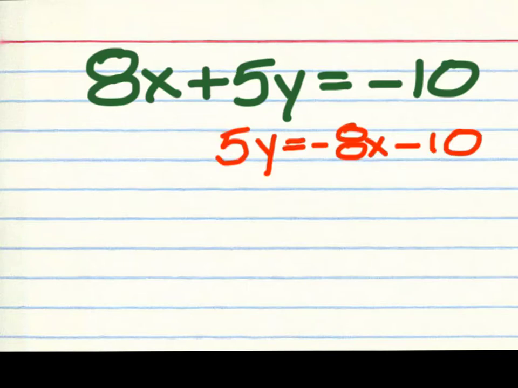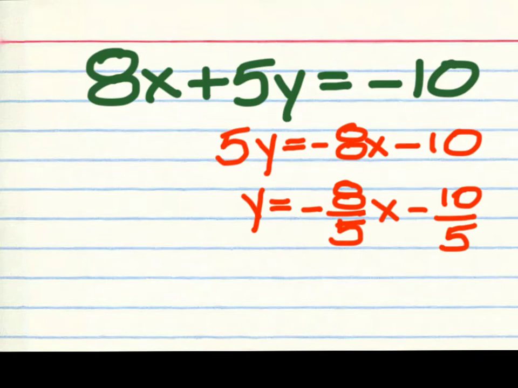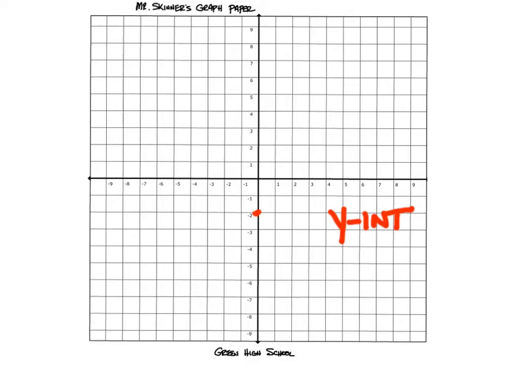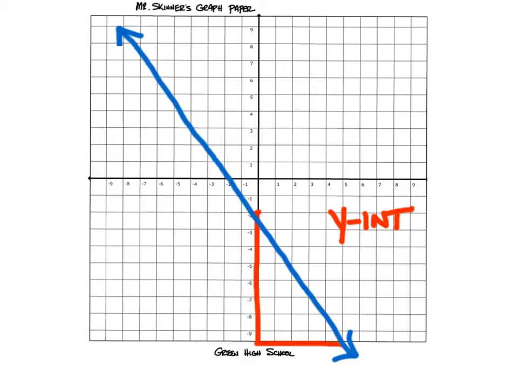The solution for this, move the 8x over, make it negative, and then divide everything by 5. Simplify the back end to minus 2. There's the y-intercept. You have to go down 8 and to the right 5, and then match them up.